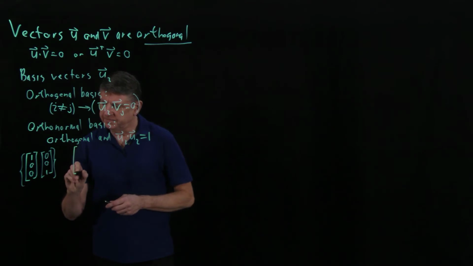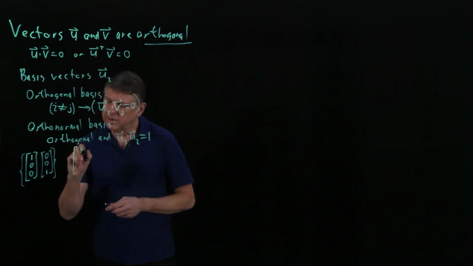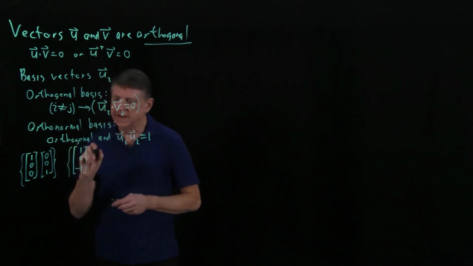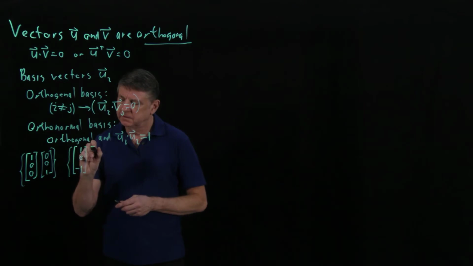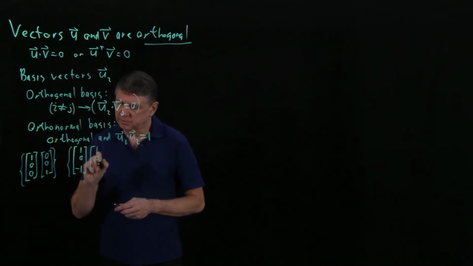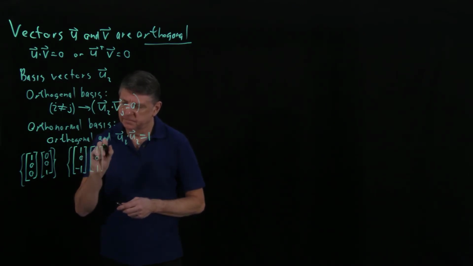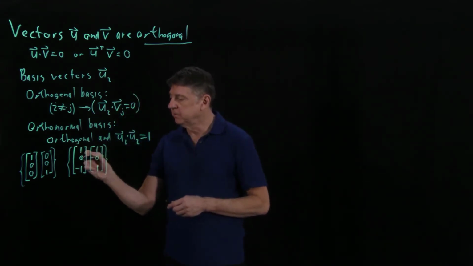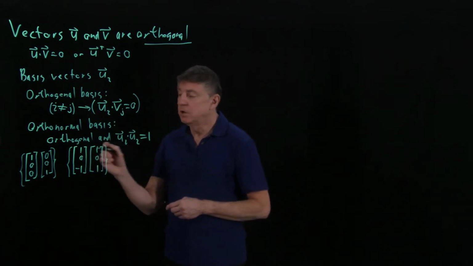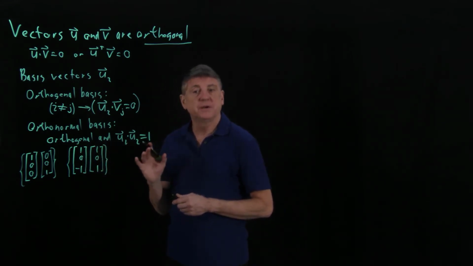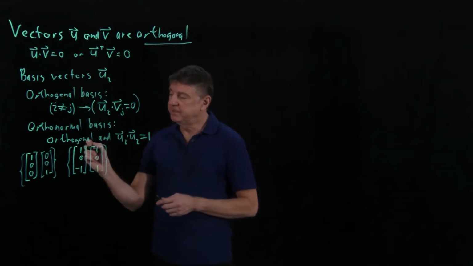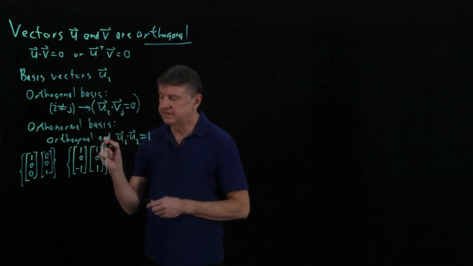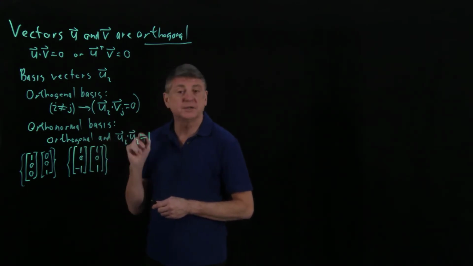Suppose that we're given vectors 1, 0, minus 1, so that's the first one of our set, and 1, 0, 1. We can calculate the dot product as 1 plus 0 plus minus 1, which is 0. So these are orthogonal, but they're not orthonormal because the dot product of this with itself is 1 plus 0 plus 1, which is 2, and similarly 1 plus 0 plus 1 is 2.